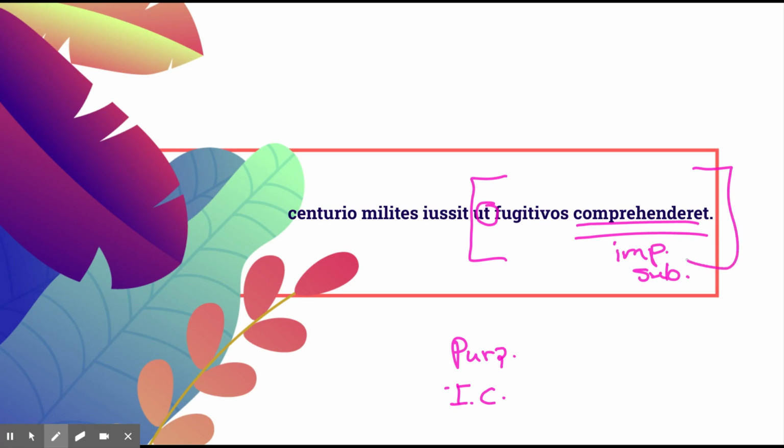So that leaves me with the main sentence, Centurio milites iussit. Iussit is my verb. It's a verb of ordering. And my subject is the centurion. So the centurion ordered the soldiers. And because I know this is an order, I'm going to translate ut as "to." So the centurion ordered the soldiers to comprehendere, to arrest. And then who? The fugitives. You'll notice that I just translated it as "to arrest." I'm not translating it as imperfect. I am just saying "to arrest" because that's what the actual order was. The centurion ordered the soldiers to arrest the fugitives.